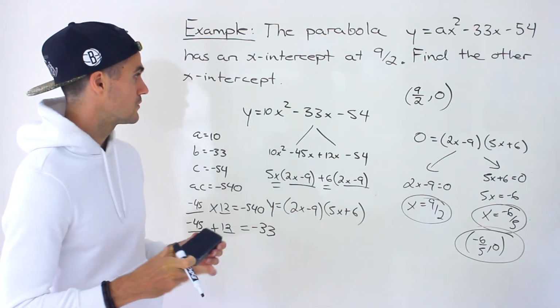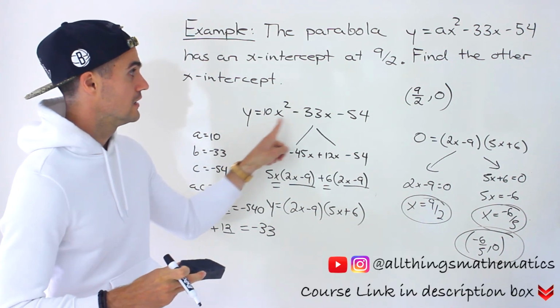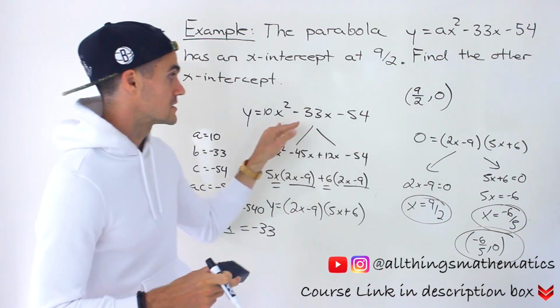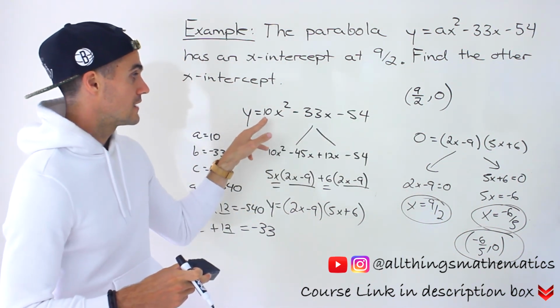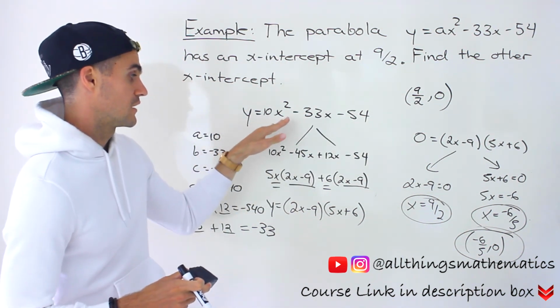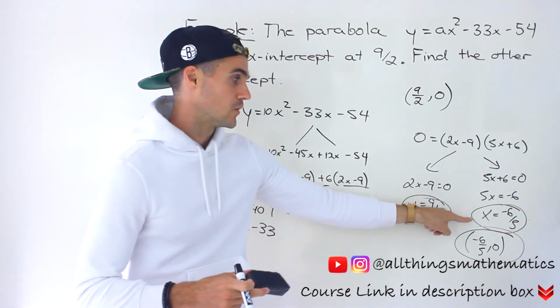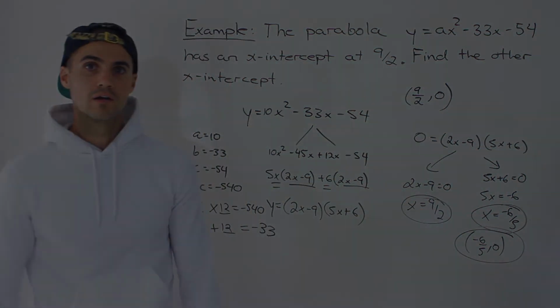So fairly unique one. We first had to get that a value of 10 by plugging in this point for the x and the y. Then once we got the 10, we could factor it. And then once factored, we could get the other x-intercept.